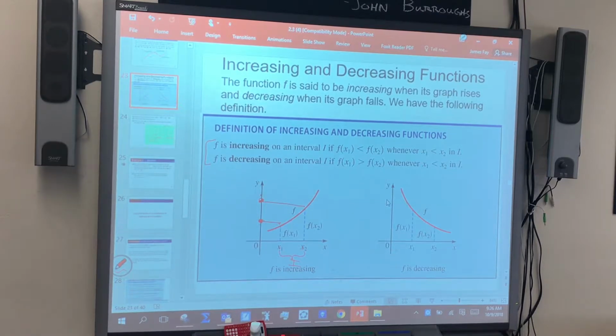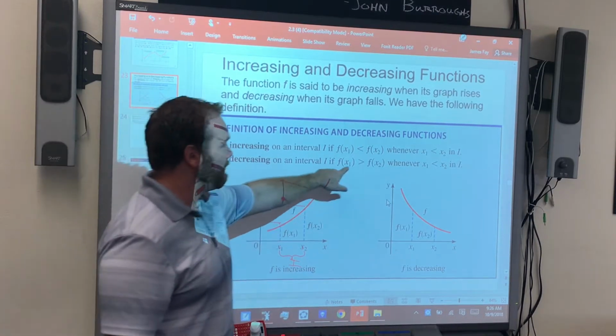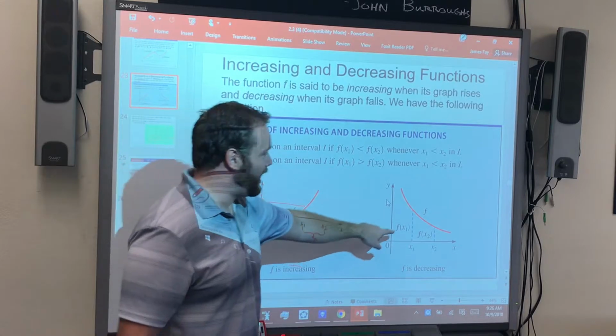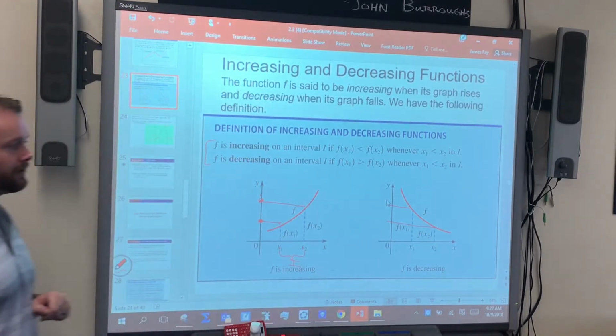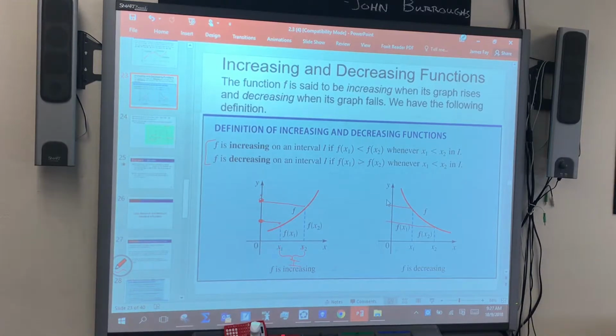When it's decreasing, you just see the different behavior here. You see the inequality flip, okay? So now this y value is greater than that y value, okay? So now because of that, because the first x value produced a y value that is larger than the second x value produced, therefore the function is decreasing, okay?